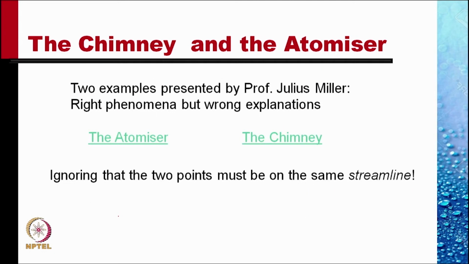Professor Julius Miller is a famous educationist who prepares a lot of videos to teach fluid mechanics, and in his pictures there are a couple of examples given where the phenomena is right but the explanations following the Bernoulli equation are wrong. The two examples are shown here. One is the atomizer and the other is the chimney.